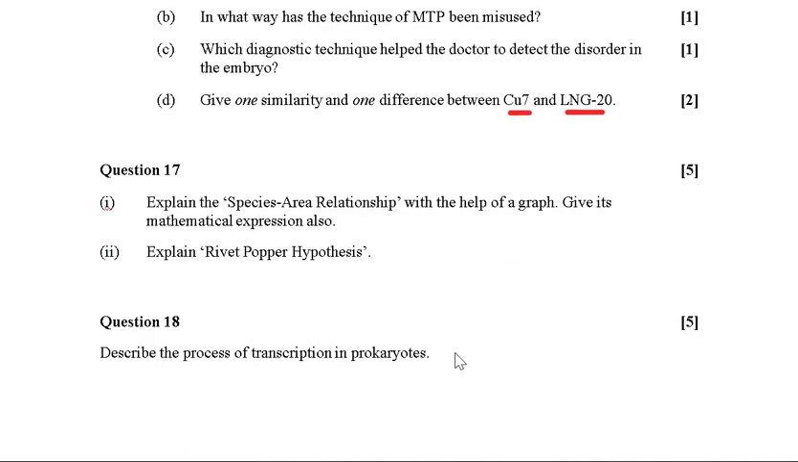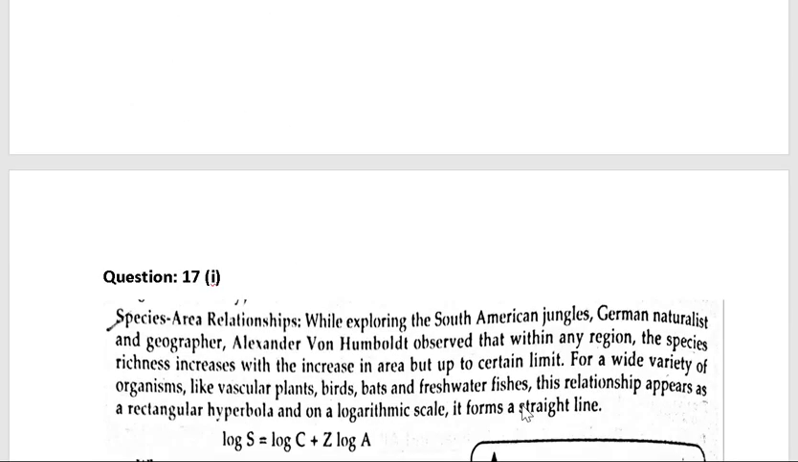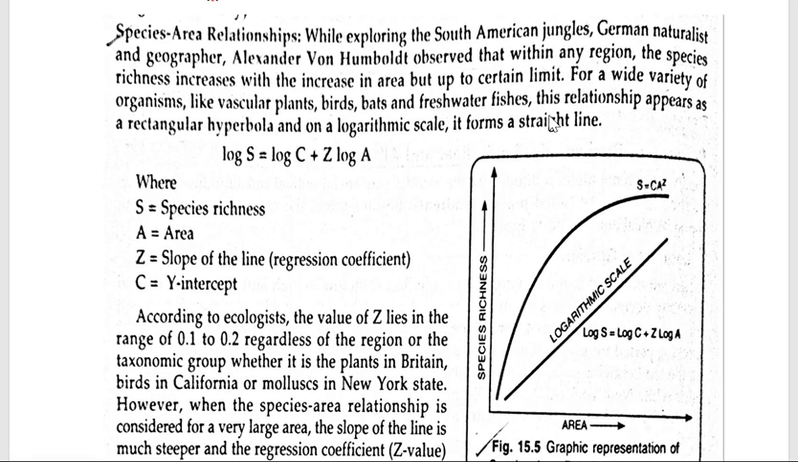Question number 17. Explain the species area relationship with the help of a graph. Give its mathematical expression also. So this is the species area relationship.